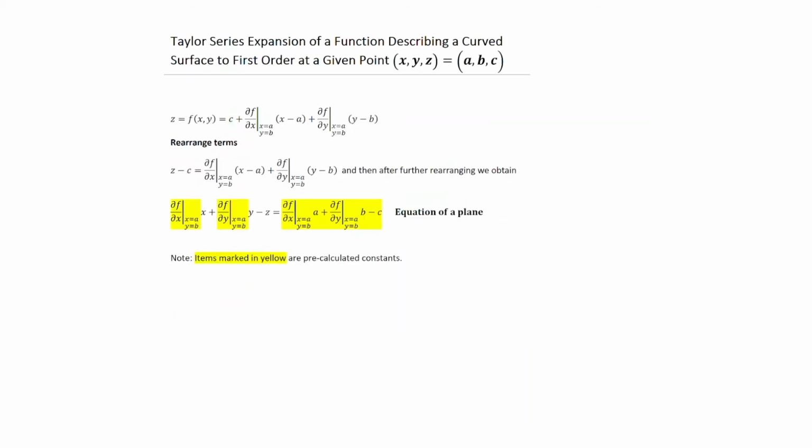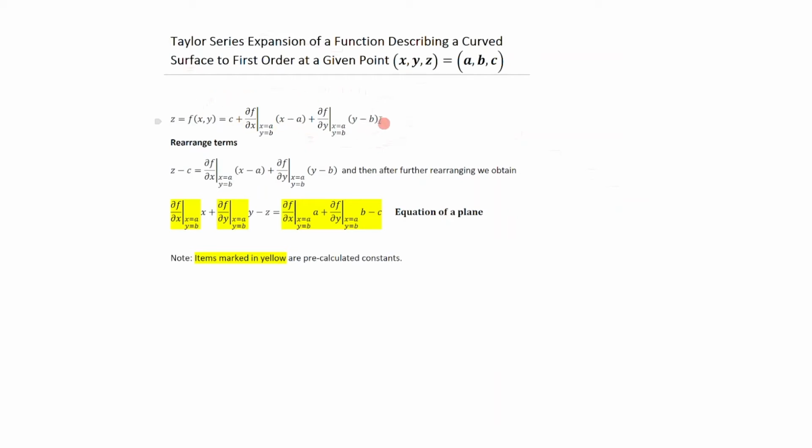All right, so let's look at taking this to first order. So we take the previous results and look at first order, and we only retain these two terms here. So this is C, that's the value of Z that we're interested in at A and B. And so this is the first order expansion.